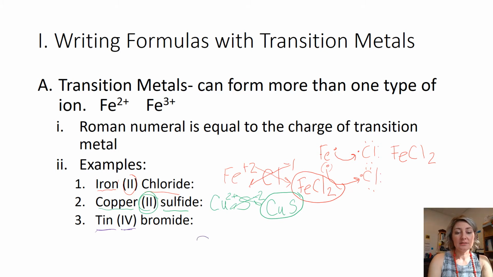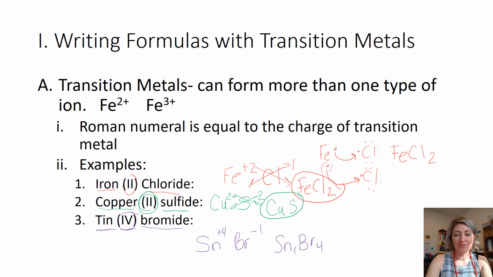So tin's symbol is Sn, and from the Roman numerals, we know that this has a +4 charge. It is with bromine, which is Br. It is a halogen, so it has a -1 charge. So now, again, I like using the drop and swap method. I'm going to take those charges and I'm going to drop and swap them down to the subscript. So tin now has 1 tin for every 4 bromines.